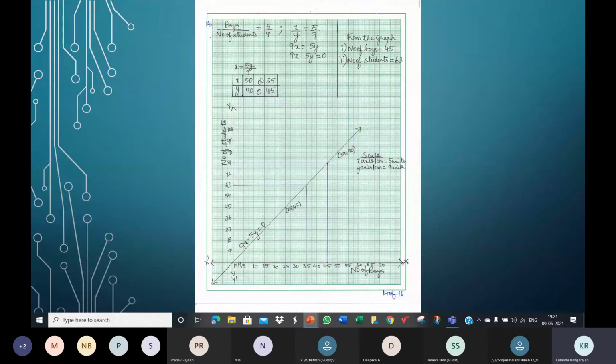So we have these values. In the table, we have x values 50, 0, 25, and the answer we'll get, 45. So these are the x values. Y values 90, 0, 45, and the answer 63. This is a y value because number of students is a y value. So see the values against y: 90, 0, 45, and 63. So I have chosen on the y-axis, 1 centimeter is equal to 9 units: 9, 18, 27, so that it's convenient to get 63.